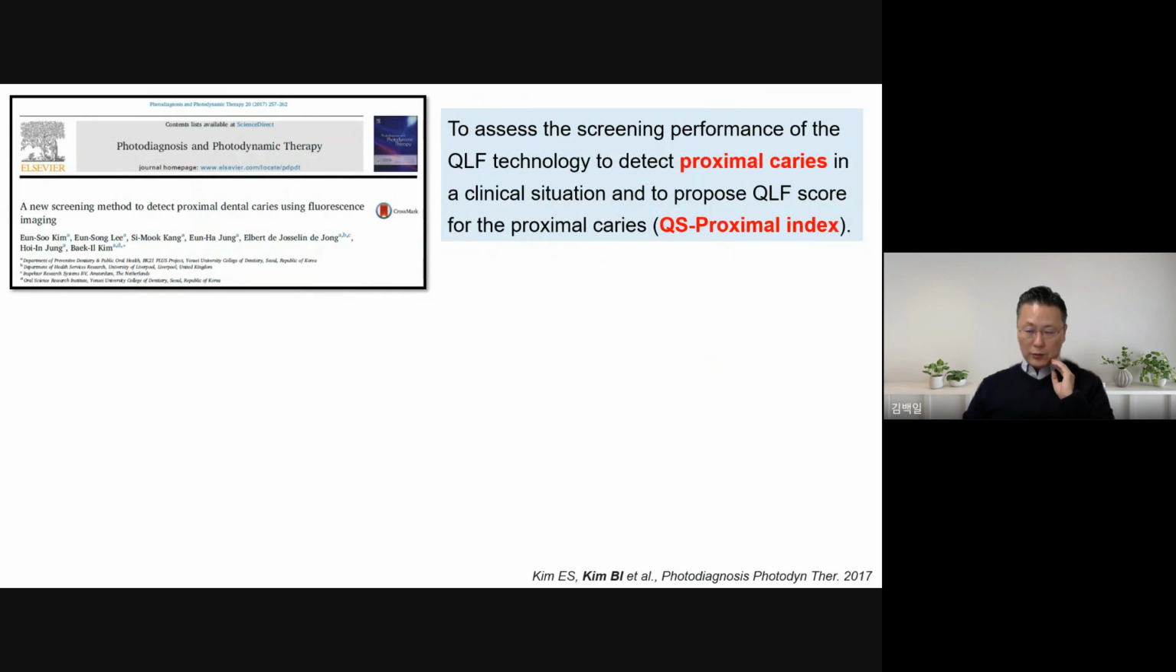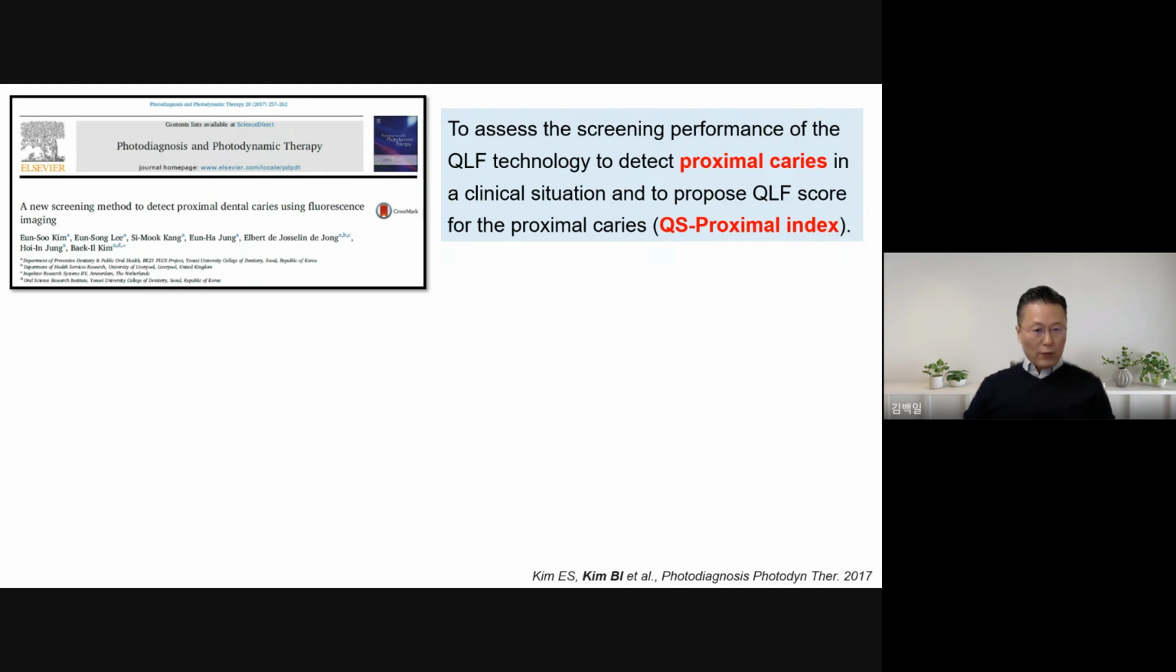So today, I would like to introduce three papers published by our research team. First paper, we focused on proximal caries detection. QLF can produce delta F and delta R parameters. We want to know whether these parameters are useful to detect proximal caries. However, delta F and delta R are very useful in the clinical research field, but they are difficult to apply directly to the clinical setting.